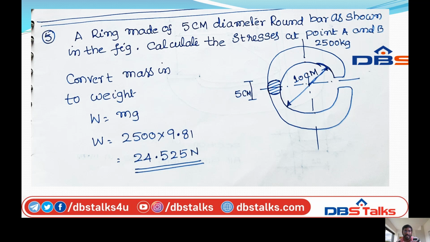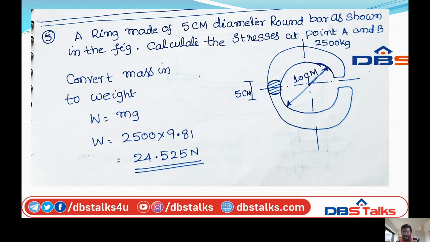So next problem: a ring made up of 5 centimeters dia round bar as shown in the figure. Calculate the stresses at point A and point B. Same problem given as the above problem. So we can calculate. This problem you can calculate on your own. So we can see the figure.